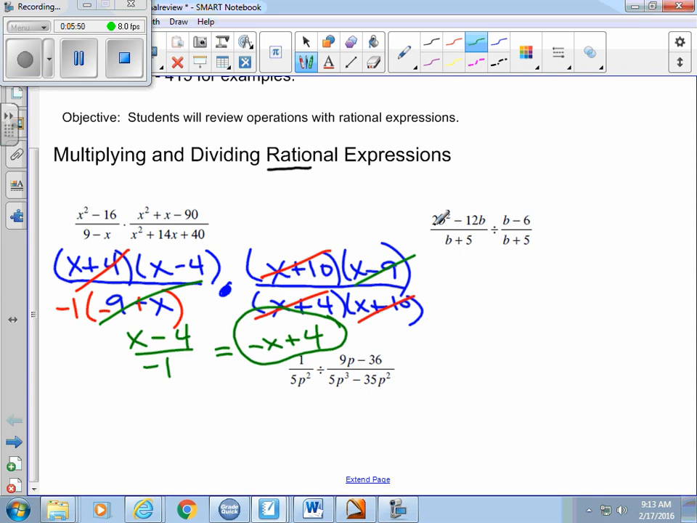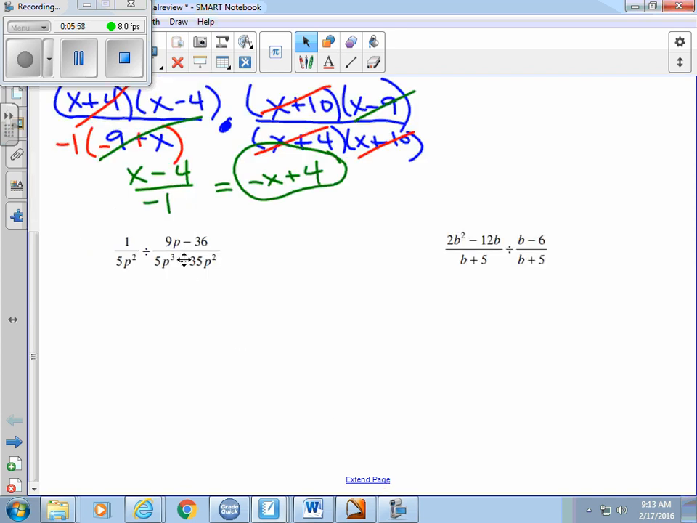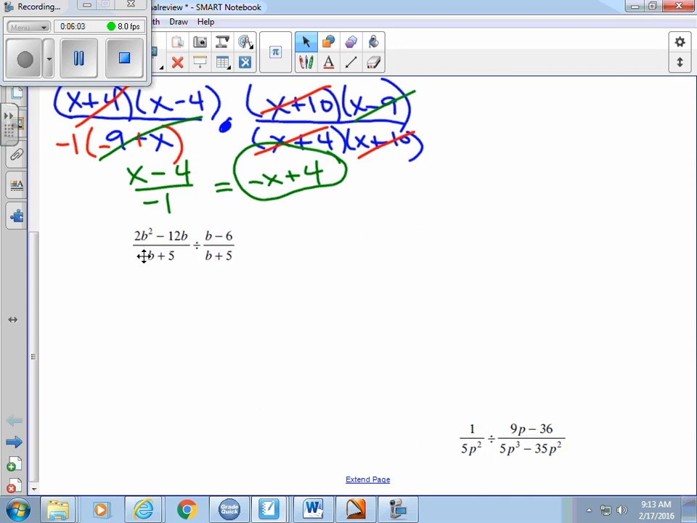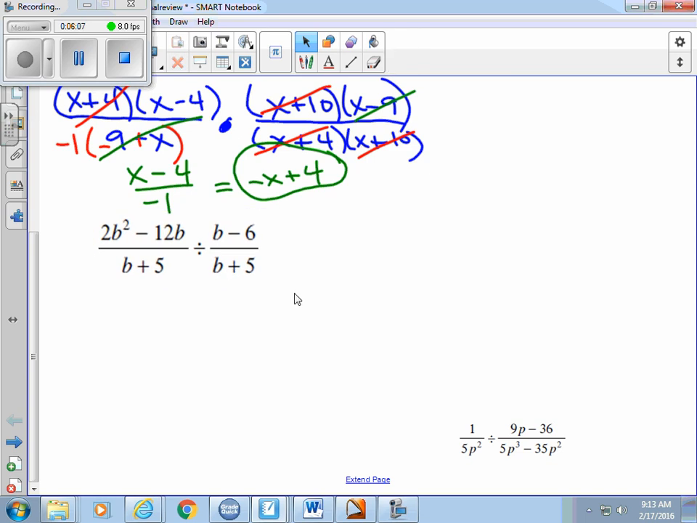Okay, let's look at the next one. The first one was multiplication. This one is what? Division. So does anyone from Algebra 2 remember how to divide two fractions, or from Algebra 1? Times what? Hold on. Yes. I do. Okay.